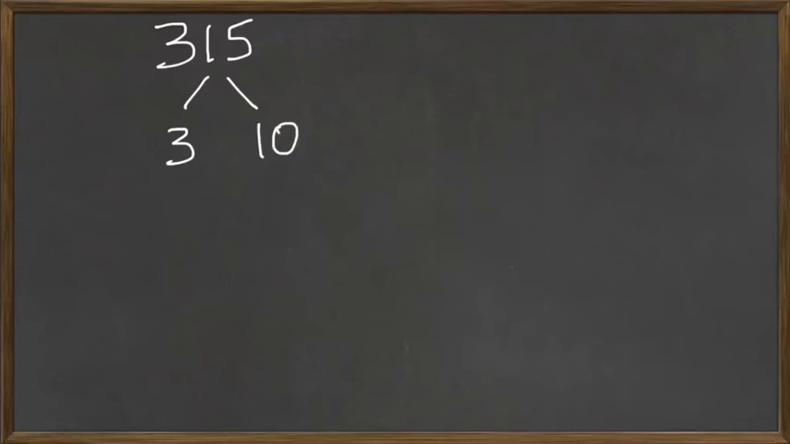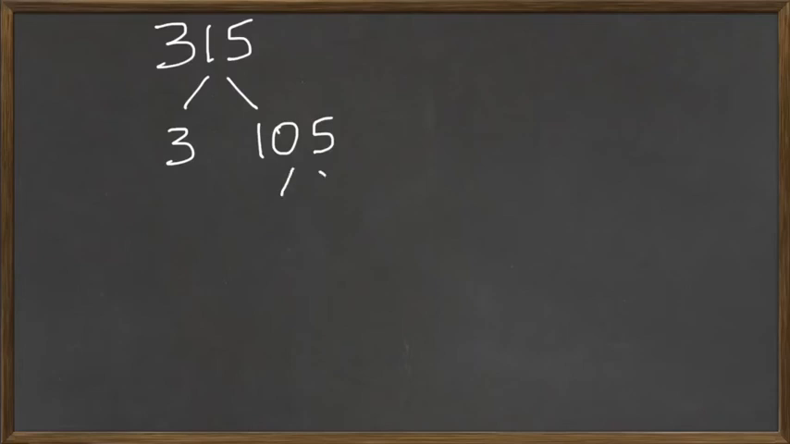Let's look at a more difficult one. Let's say we have a bigger number like 315. Well, I first noticed that 3 can go into 3 and 3 can go into 15, so I can do 3 into there. 3 into 3 would be 1. 3 into 15 would be 5.